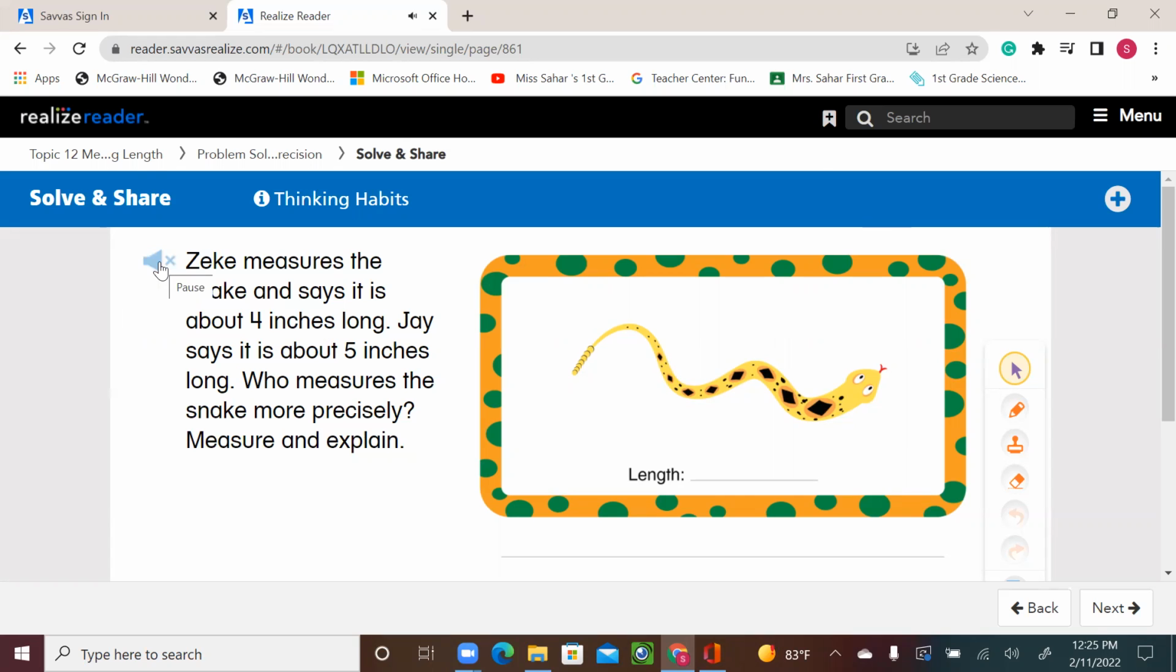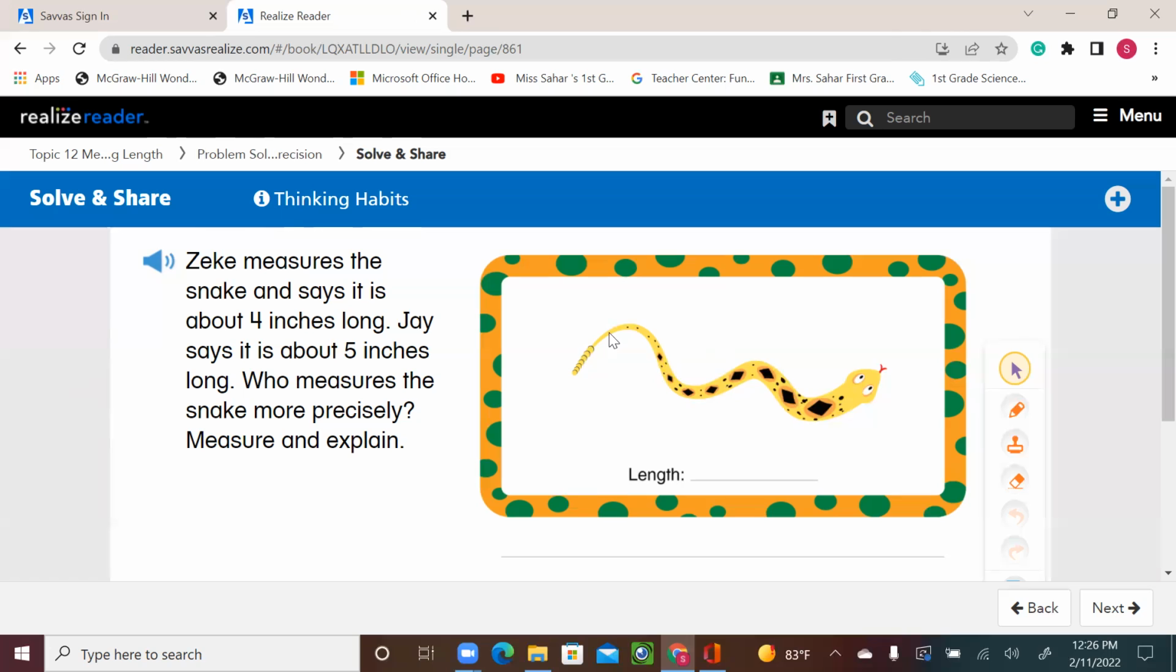Zeke measures the snake and says it is about 4 inches long. Jay says it is about 5 inches long. Who measures the snake more precisely? Measure and explain. So precisely means exactly or close to be true.